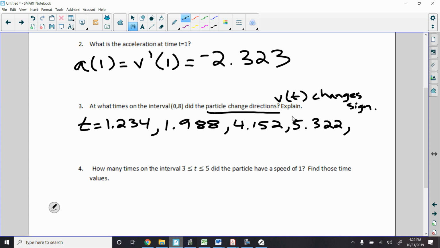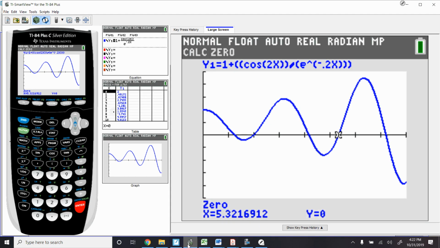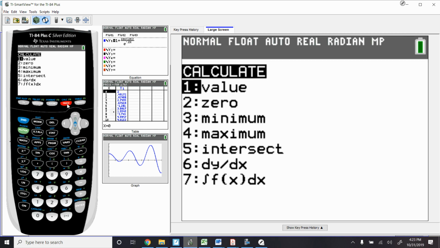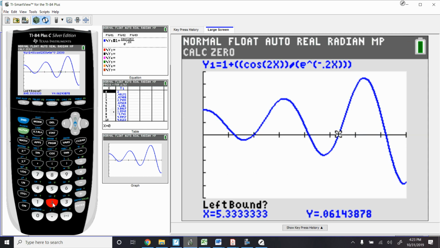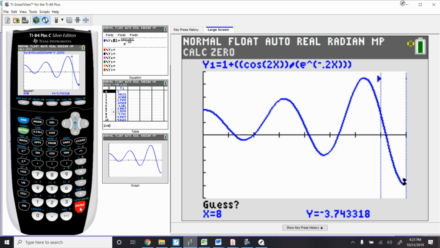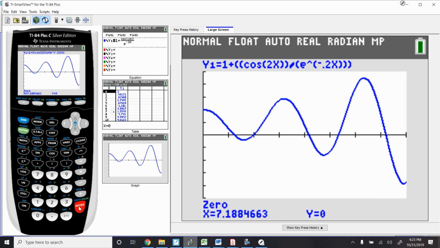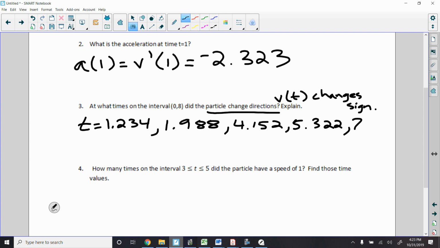And my last one, I want the zero that's between 7 and 8. And that's 7.188. And again, my explanation or my justification is that is when V of t changes sign.